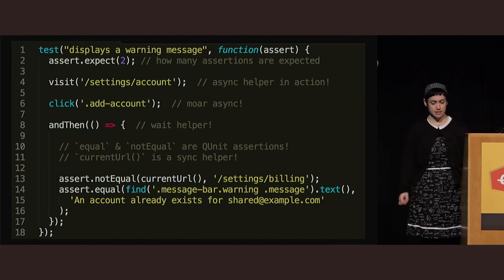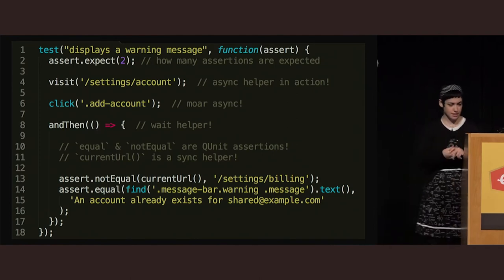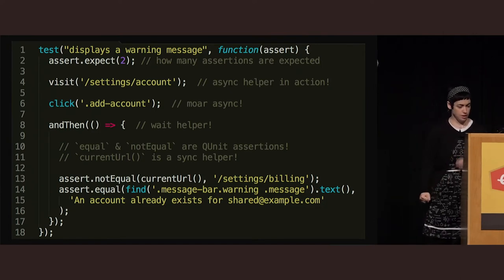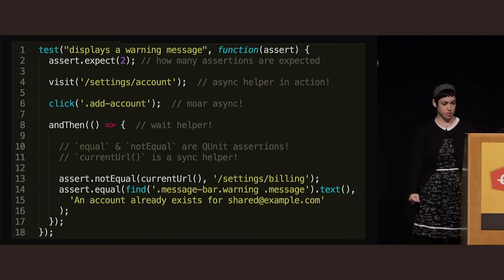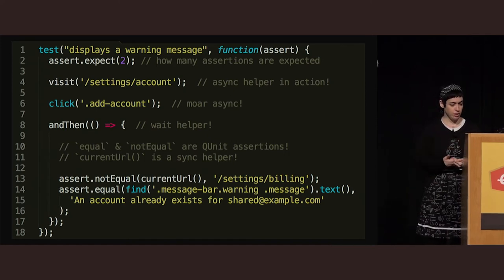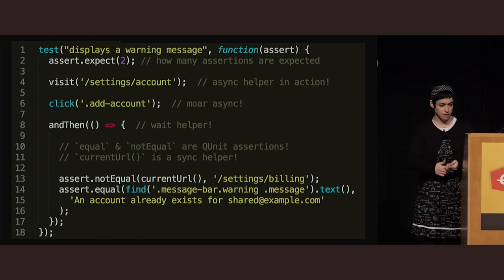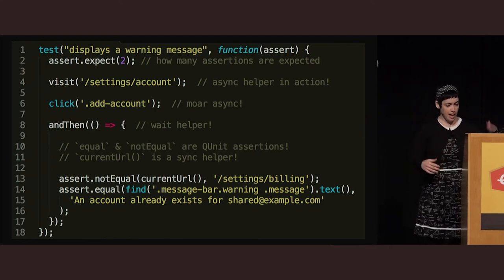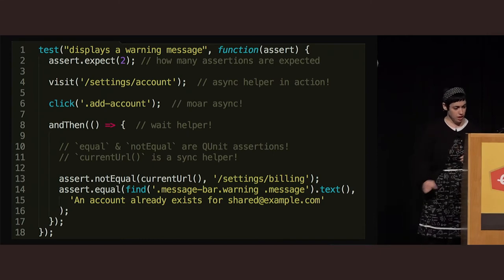So here is an example. We're just testing that if I visit a certain URL and I click on a certain selector, then I'm not going to be redirected, and I'm going to see this warning message. You see on line 2 how many assertions are expected. You see on line 4 an async helper in action, that's visit. More async on 6, click, so those happen in order. And then andThen waits for those guys to finish.